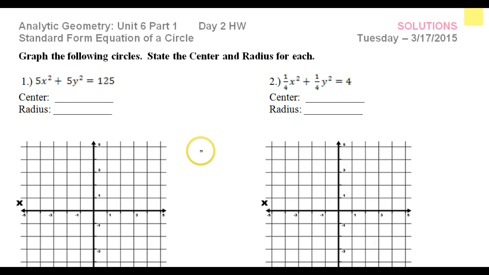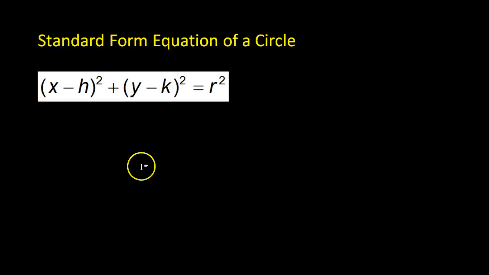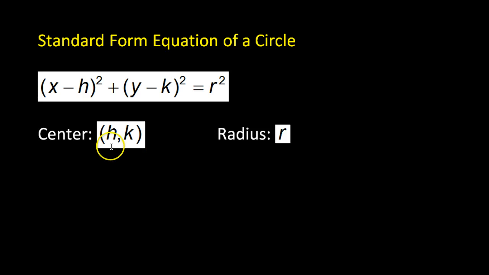Today we will learn about the standard form equation of a circle. And here it is: (x - h)² + (y - k)² = r². In this equation, the center is the h and the k. Notice it'll be the opposite signs of what you see in the equation. And then the radius is r.